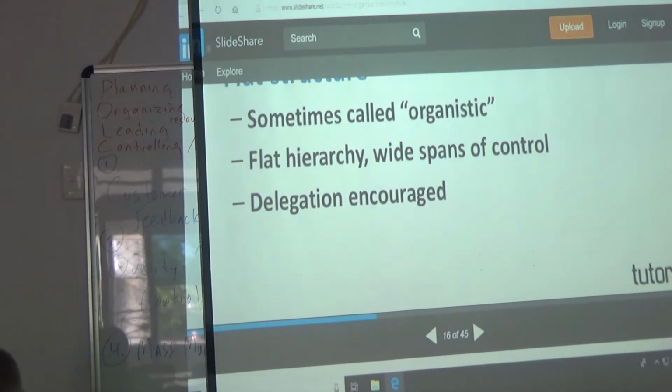Flattening the organizational chart. Flattening. We're going to flatten it. You know, it's tall and they want to flatten it. Sometimes you can call that delayering. And I will put up a slide of delayering.